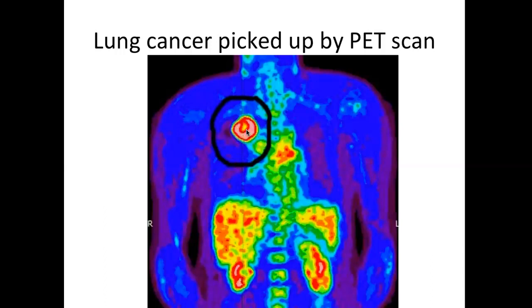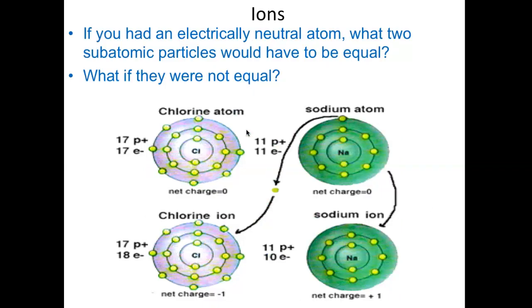Okay, so let's move on to ions. If you had an electrically neutral atom, what two subatomic particles would have to be equal? So if you're neutral, remember the protons have a positive charge, electrons have a negative charge, so they have to be neutral. So protons and electrons have to be equal in order for an atom to be neutral. Hopefully that makes sense.